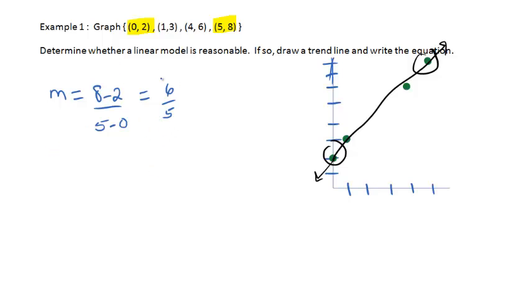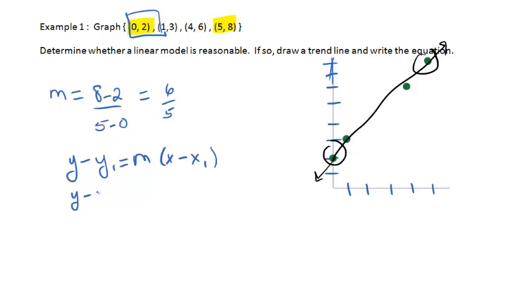This is my slope. I'm going to use my y-intercept, my b value, or my point. My ordered pair that I'm choosing is 0, 2. And so I'm going to use my point slope form, y minus y1 equals m times x minus x1.